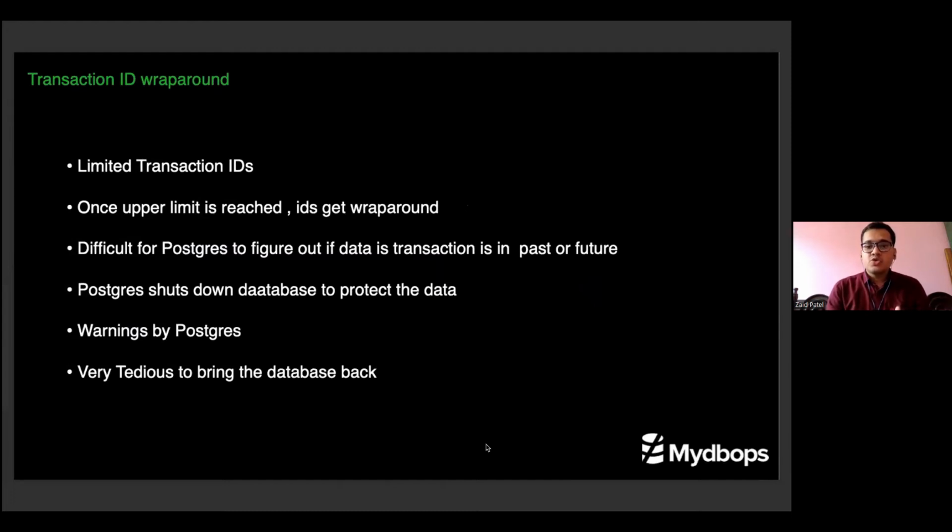But it is difficult for Postgres to know if the upcoming transaction is a future one or a past one, because the transaction was not committed and the transaction ID is still being held by the transaction. So in order to protect the data, Postgres shuts down the database. This doesn't happen suddenly. We get warnings 10 million transactions before the limit, and 1 million transactions before the upper limit, the database goes to read-only mode. But once this happens, it is a really tedious process to bring the database back.